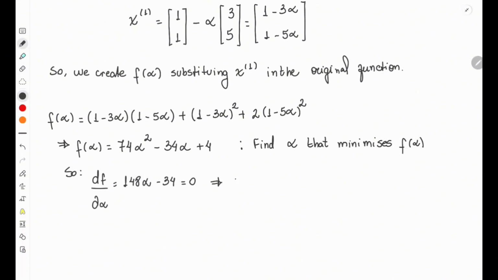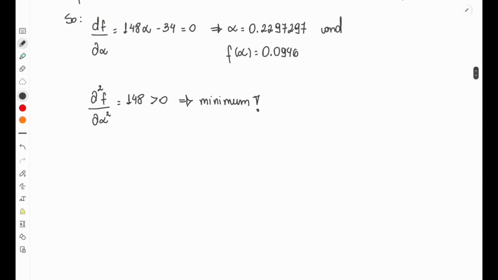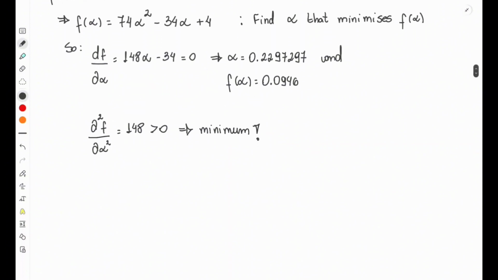So from the first derivative, we can get a value for alpha that is equal to 0.2297297. And if we put this alpha in our function, we want to check if this is a minimum. So for this, we look at the second derivative, and if it's greater than 0, then we have a minimum. In that case, it's positive, so it's greater than 0, so our alpha is a minimum for our first function.